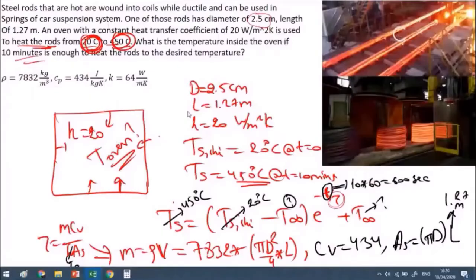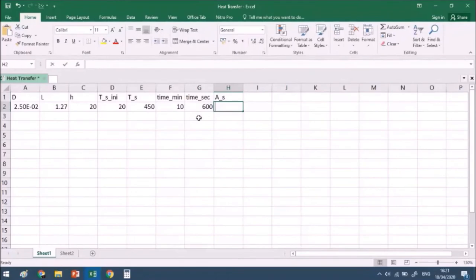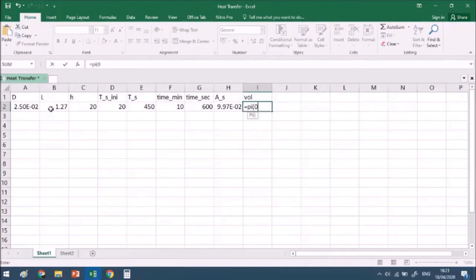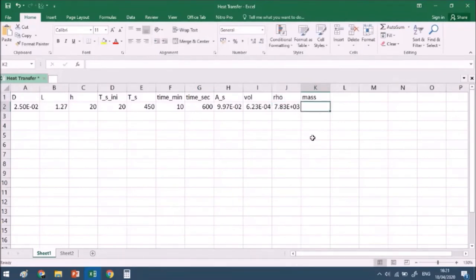So let's calculate now the AS, the surface area. It will be pi into the diameter into L. Now the volume will be again pi into the diameter squared divided by 4 into L. Then I can find the mass, which will be the density into volume. So I should add the density here. The density will be 7832.